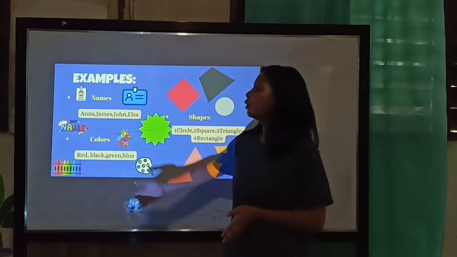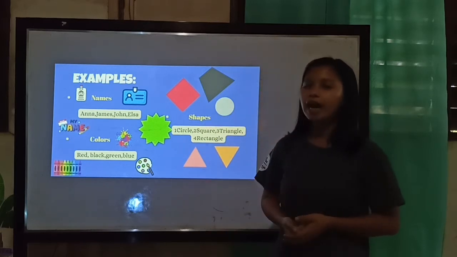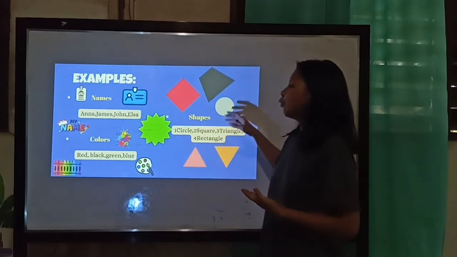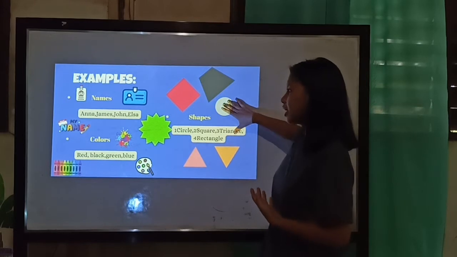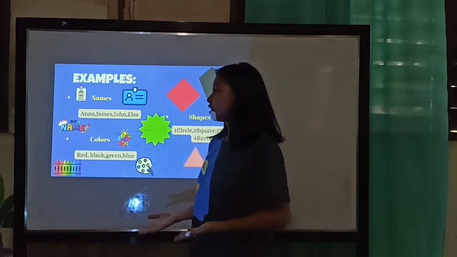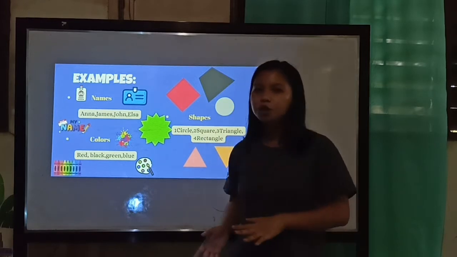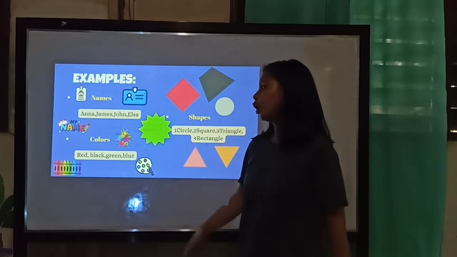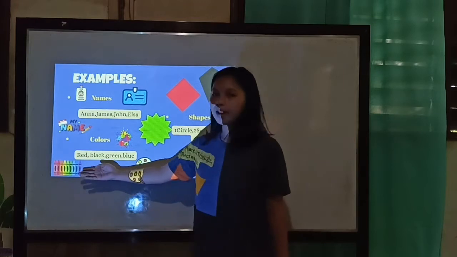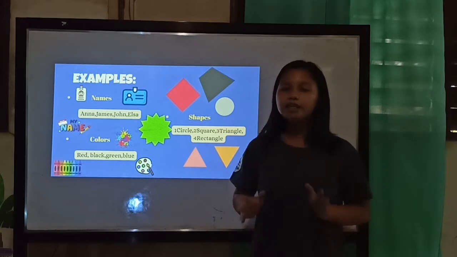Another example will be names. Since names is the variable, the data can be Anna, James, John, and Elsa. As we compare my first example and the second example, this one doesn't have any numbers, but it is an example of nominal data since it is not measured by numbers or ordered. Another example will be colors. It is our variable, and our data here will be red, black, green, and blue. And that would be all the nominal examples.